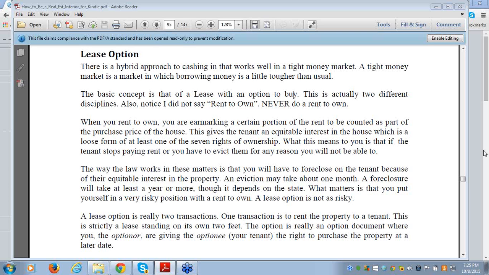As soon as you take a portion of the rent and apply it towards the purchase of the property, you've given them one of the rights of ownership, which is equitable rights. They actually own, financially speaking, a portion of that home. If it's worth $100,000, they may only own $100 of that $100,000, but that $100 gives them ownership rights, and any one ownership right overrules an eviction process and forces you to go through foreclosure proceedings.